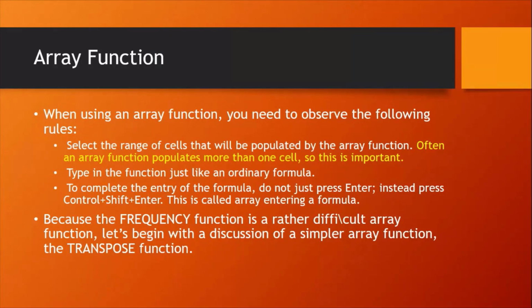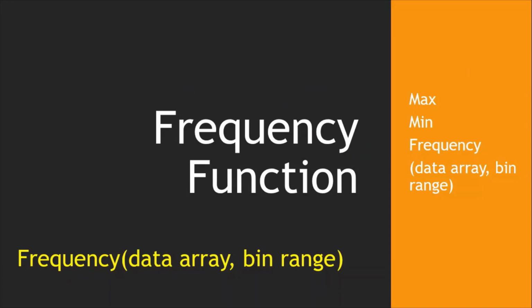Then we talked about the transpose function. Now we'll talk about the frequency function. The frequency function will give you the number of items in a particular range. The formula is frequency, data array, and bin range. These are the things we have to calculate. Other formulas are max, which will give you the max value, and min, which will give you the min value. So let's talk about the frequency function and then we'll make a histogram.